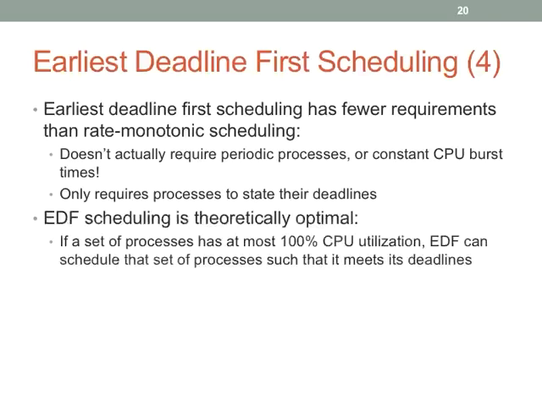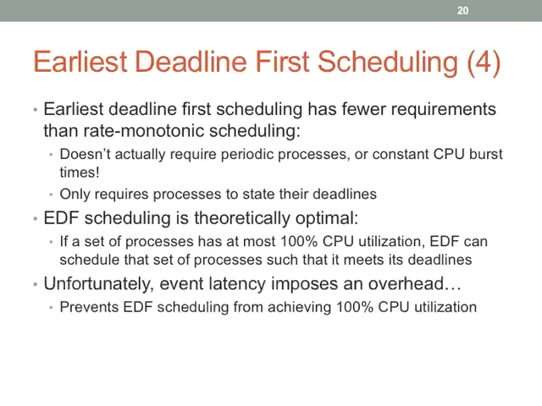Also, earliest deadline first is theoretically optimal, which means that if you have a set of real-time processes, whose CPU utilization, you sum it up and the utilization is under 100%, it can schedule it. Yay! So that's already way better than rate monotonic scheduling.